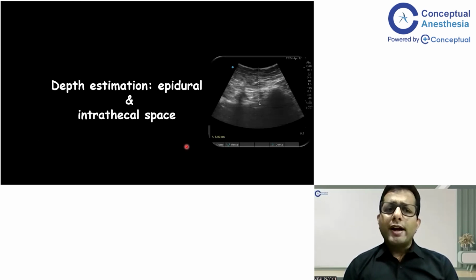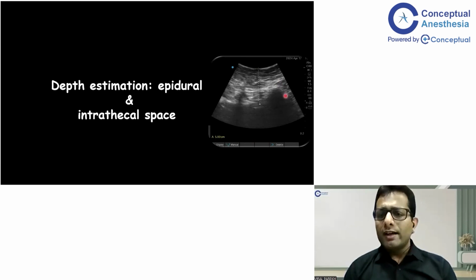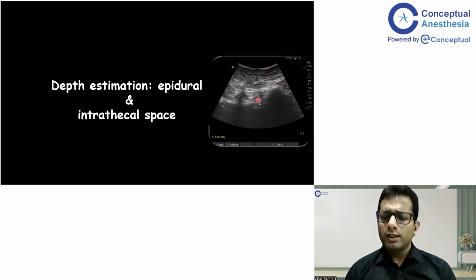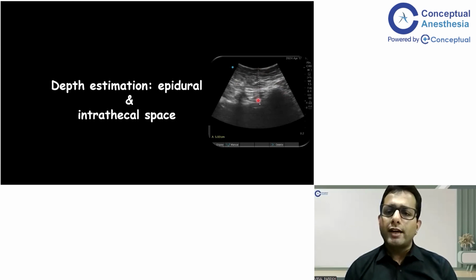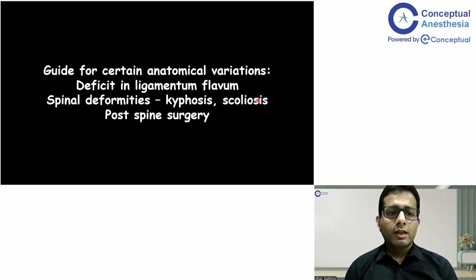And it also helps us to identify the depth at which we will get our epidural and the intrathecal space. I'll come to that in a further slide. Also, it helps guide us in certain anatomical variations like deficit in ligamentum flavum, spinal deformities like patients having kyphosis, scoliosis, or, as I mentioned, patients who have been operated for spine.